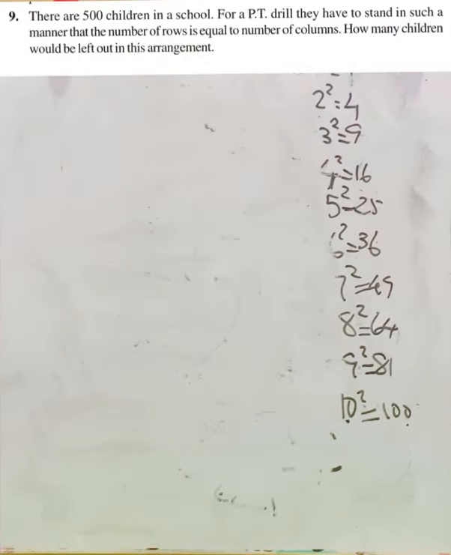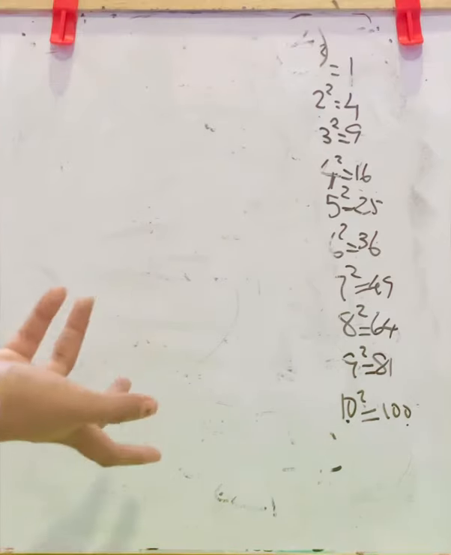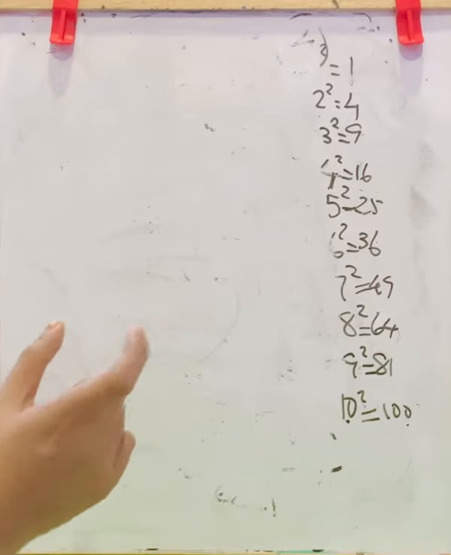There are 500 children in a school. For a PT drill, they have to stand in such a manner that number of rows is equal to number of columns. How many children would be left out in this arrangement? In the previous question, it was asked how many plants we need more. So you will find out what is the number added.